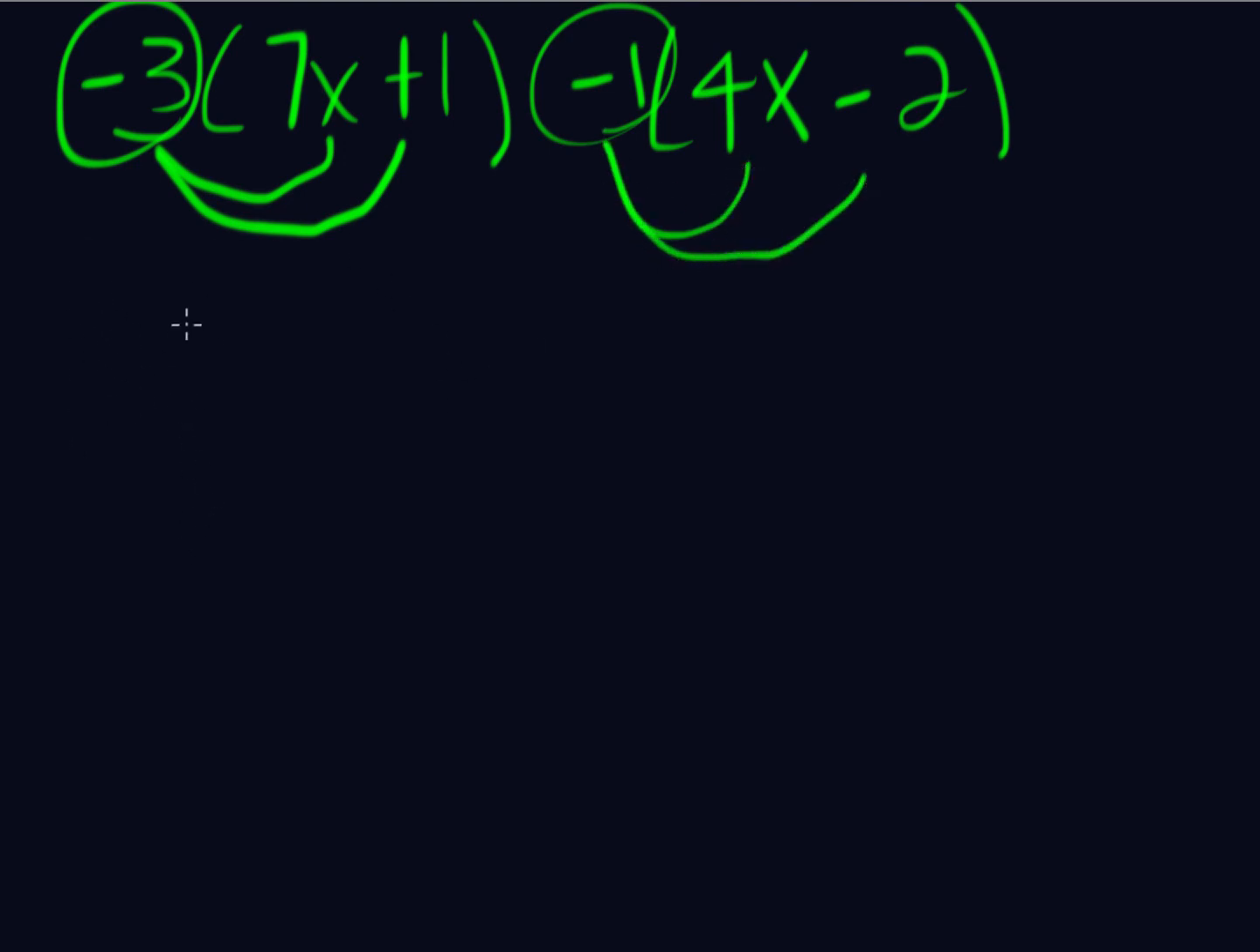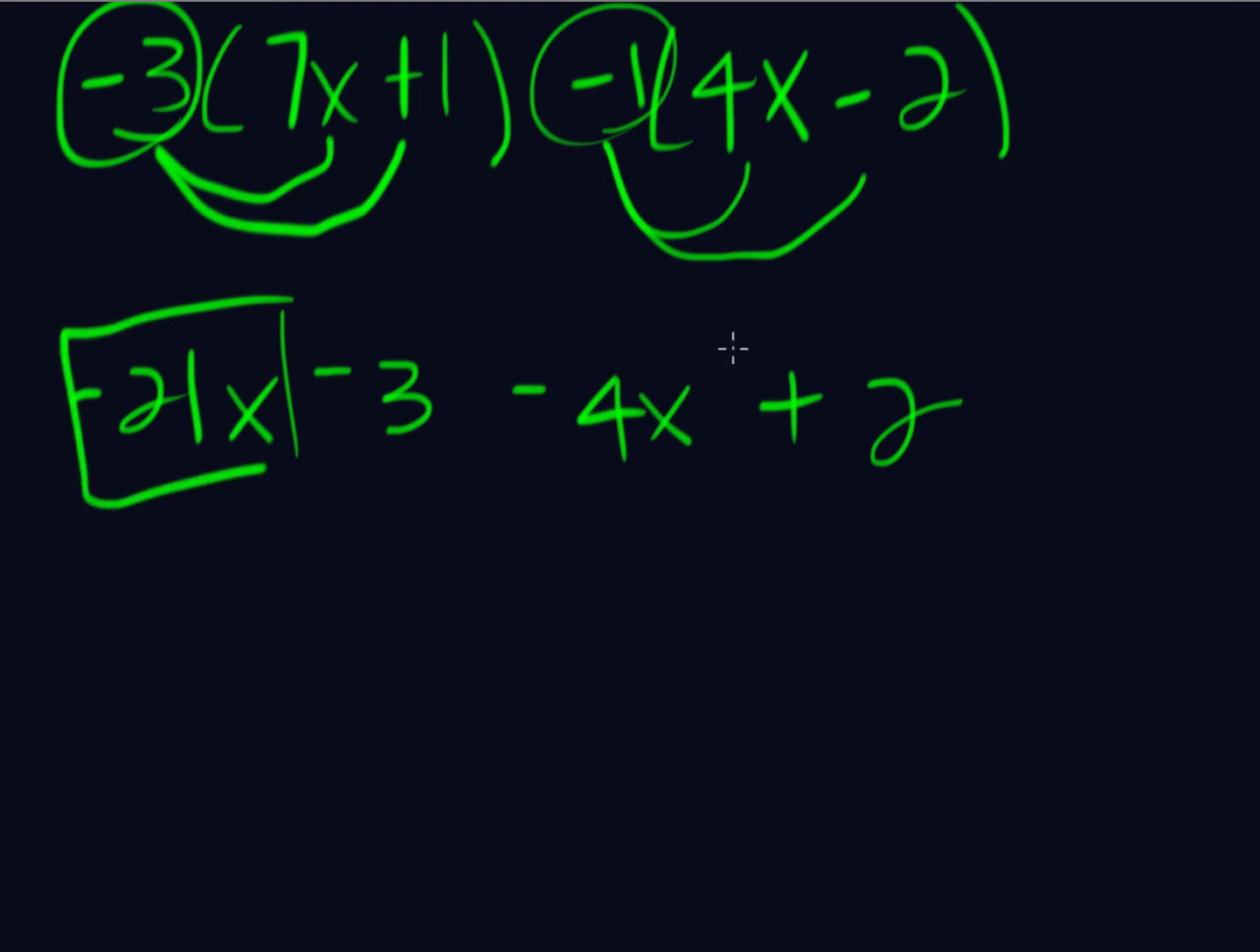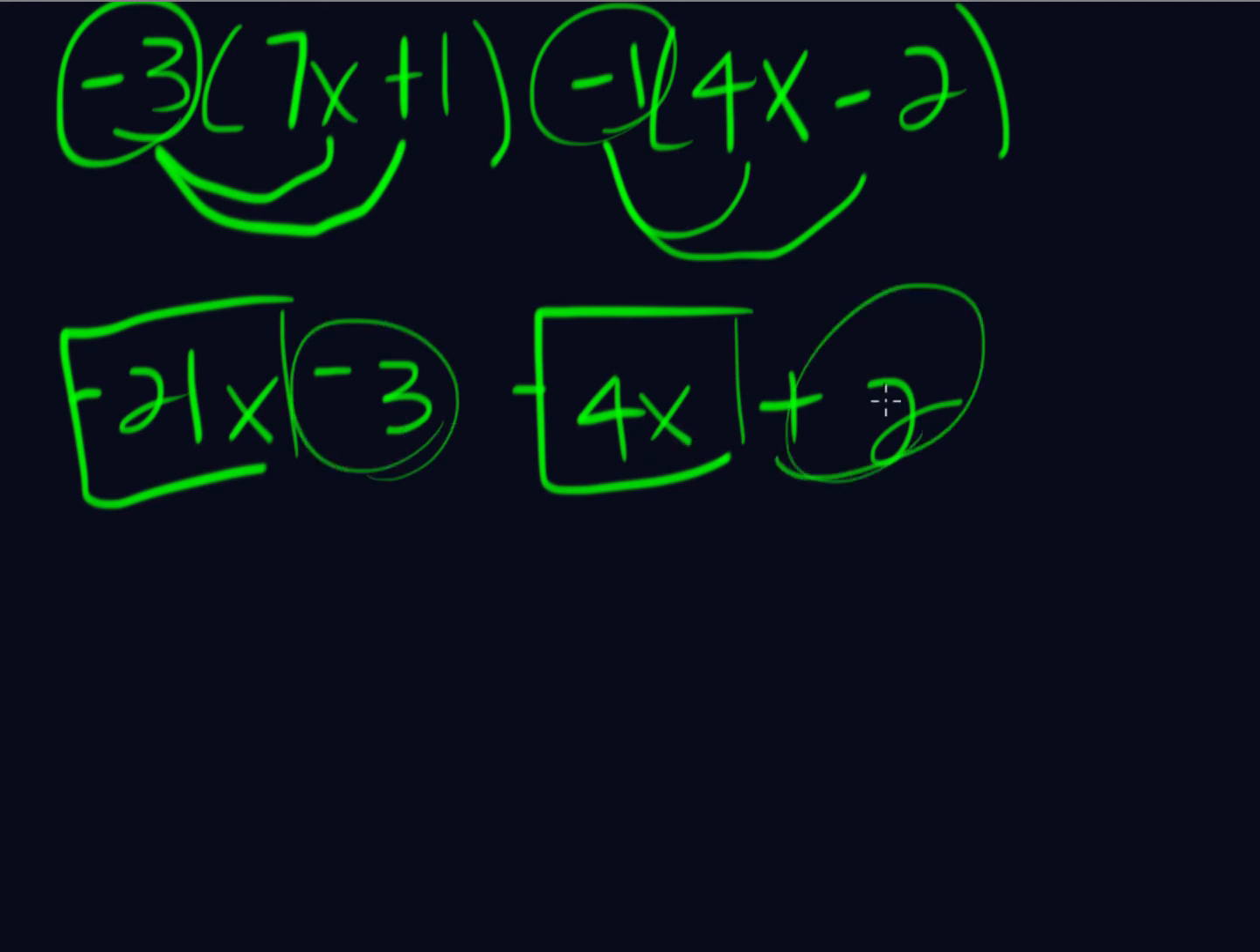So let's try it. Negative 3 times 7x is negative 21x. And then negative 3 times positive 1 is negative 3. Negative 1 times positive 4x is negative 4x. And then negative 1 times a negative 2 is positive 2. Negative times a negative is a positive. And now I can combine my like terms. So I notice here that I have two terms that have an x, and then two more terms that are just numbers.